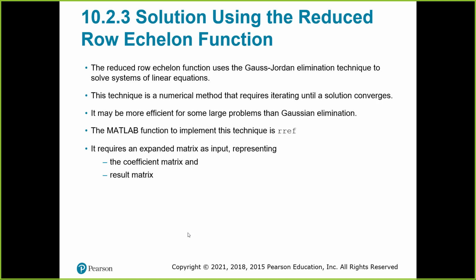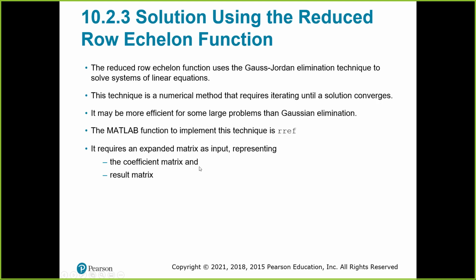Oh, hey, it does have the rotor. Okay, cool. I went through this PowerPoint before setting up tonight, and I can't even remember that this was in here today. So this is the reduced row echelon function. It's a technique that requires changing. It's iterating until a solution converges. So it may be more efficient for larger problems than Gaussian elimination. So it's the RREF, reduced row echelon function.